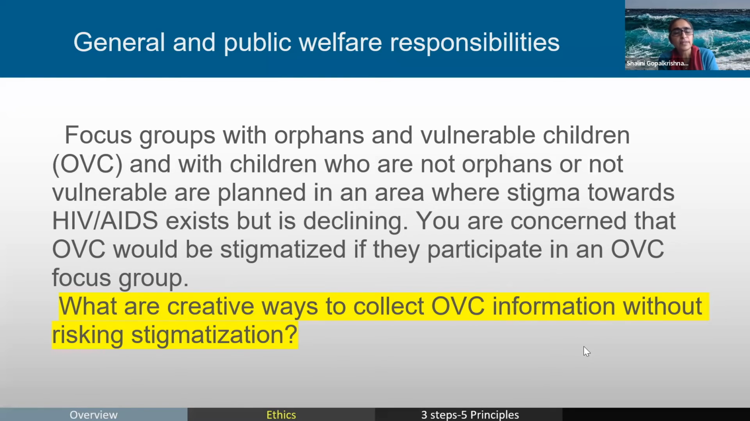So here's an example. Again, let's read this. Take a few minutes. Okay, so here they're saying they did focus groups with orphans and vulnerable children, and with children who are not orphans. And where stigma towards HIV/AIDS exists, but it's declining. You are concerned that OVC would be stigmatized if they participate in an OVC focus group. But you want that data, it's critical for your evaluation. So what are creative ways to collect OVC information without risking stigmatization?